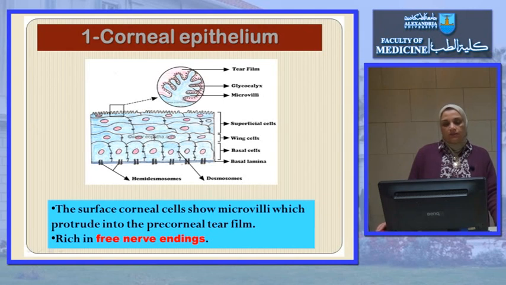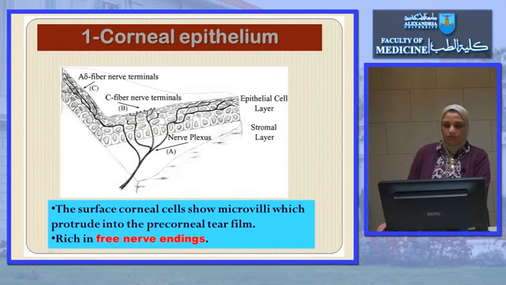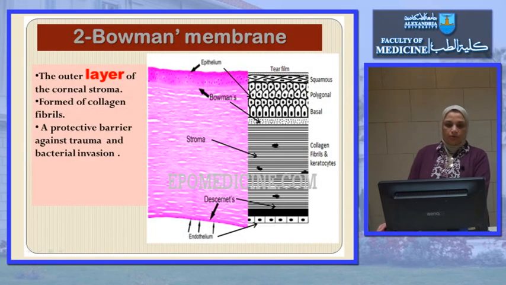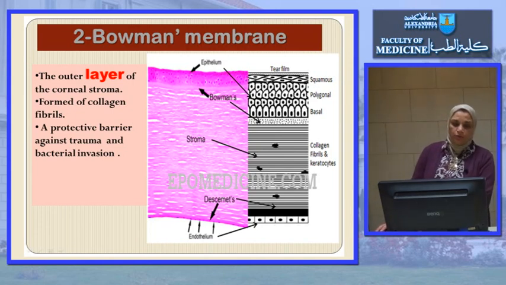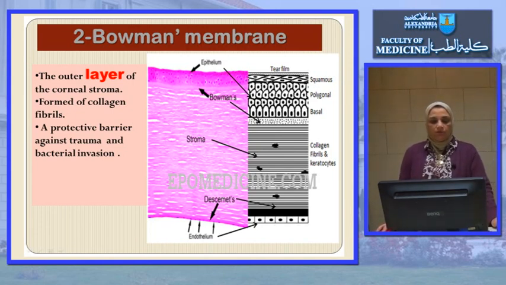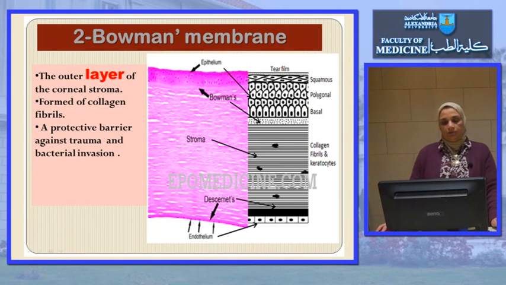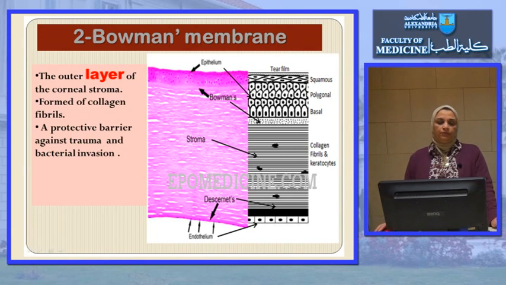We have to know that the corneal epithelium is rich in free nerve endings, so it's very sensitive. You see here the free nerve endings ramify in between the epithelial cells of the cornea. Then we move to the second layer under the epithelium. This is called the Bowman's membrane. Bowman's membrane is the outer layer of the corneal stroma.